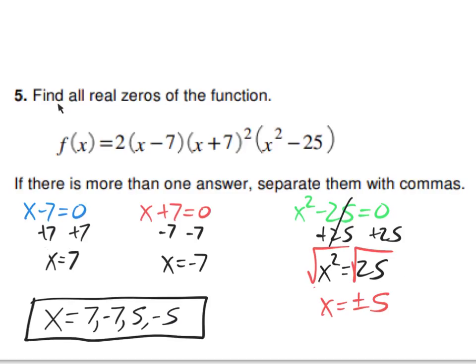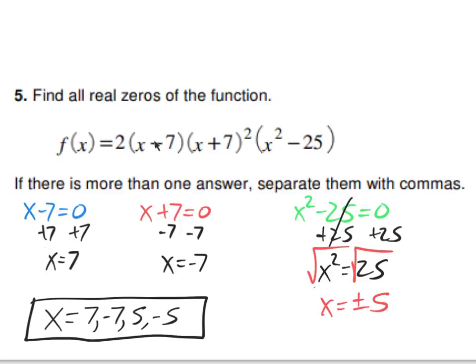For this last problem, we want to find all real zeros of the function. So what you do is you find out what makes all of these equal to 0, because those make zeros. So these are easy because you just notice, well, the opposite of -7 is positive 7. But what you're technically doing is setting this equal to 0 and solving. You're setting this equal to 0 and solving.